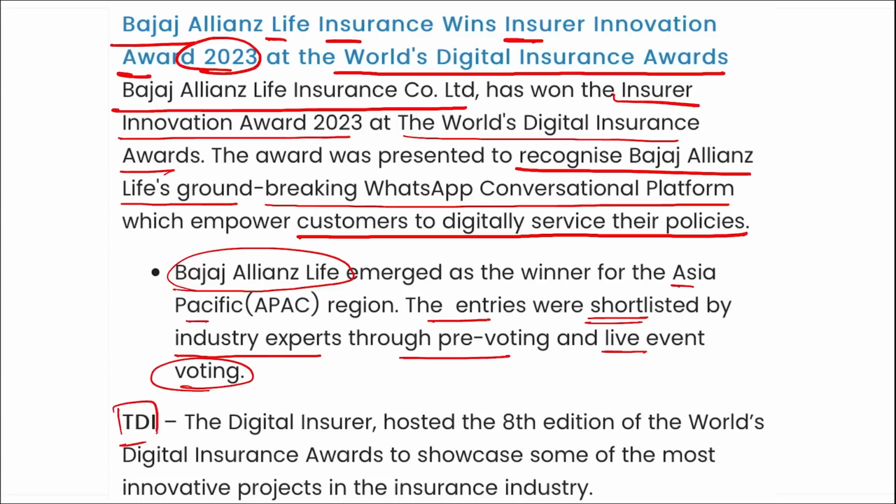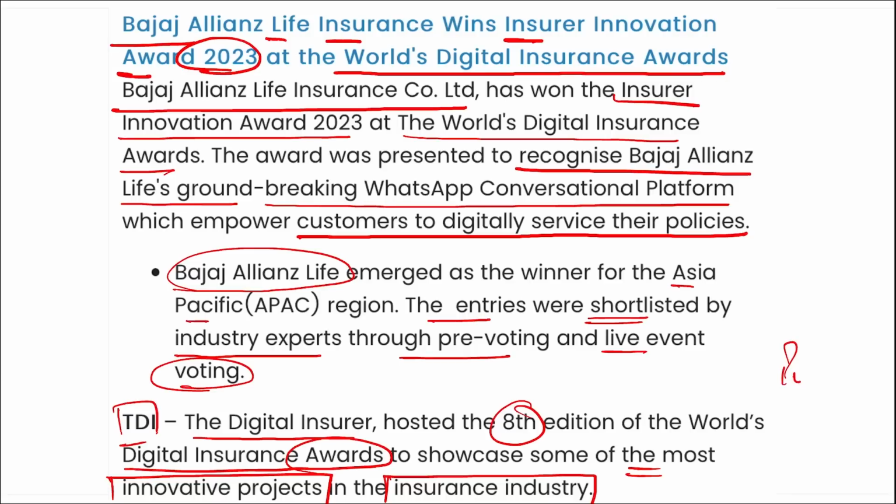If we talk about this TDI, what is this TDI? TDI is The Digital Insurer, which hosted the 8th edition of the World's Digital Insurance Awards to showcase some of the most innovative projects in the insurance industry. Then next thing, remember, the WhatsApp bot was also developed by them. Bajaj Life Insurance has developed a customer bot to self-serve and respond to queries while also offering real-time human life agent support. In the last 3 years, 86% of the Bajaj Life active customer base has opted for WhatsApp services. Bajaj Life Insurance is one of India's leading private insurers and began its operations in August 2021. Its headquarters is in Pune, Maharashtra.